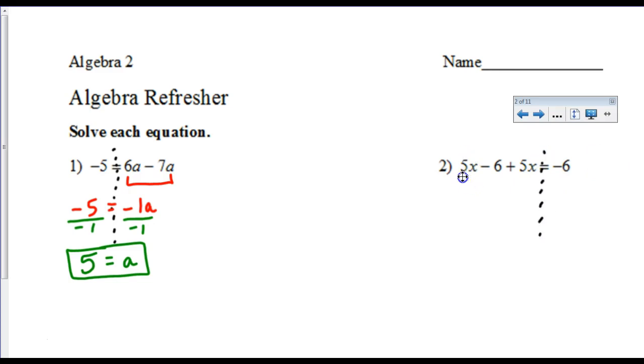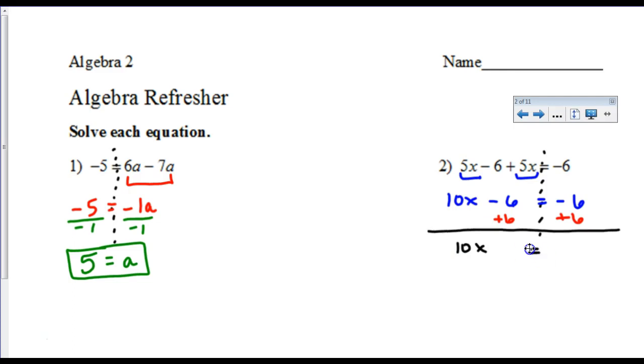So same thing here on the left side. This time we have some like terms we're going to combine. I have a 5x combined with another 5x, so that's really 10x minus 6 equals negative 6. And then I'm going to isolate the x, so anything that doesn't have a variable I'm going to move to the right side. So let's go ahead and add this 6 over to the right side. And we end up with 10x equals 0. Now don't panic, 0 is a number. Your next algebraic step would be to divide both sides by 10. And 0 divided by 10 is still going to give you an answer of 0.